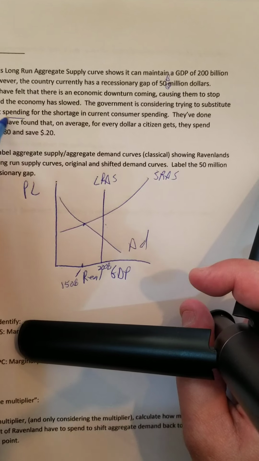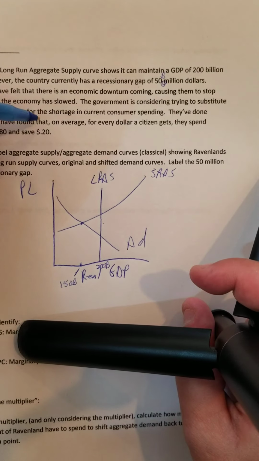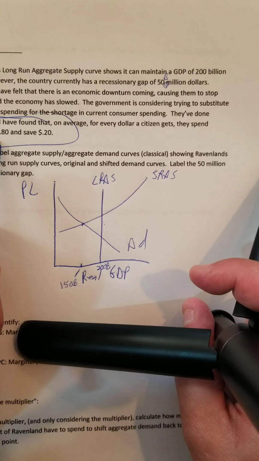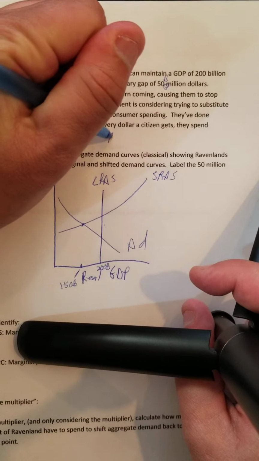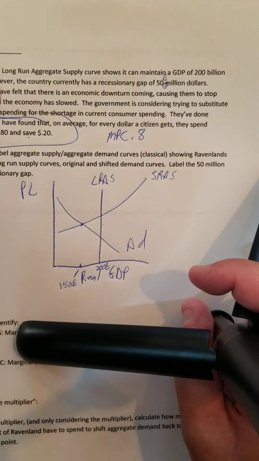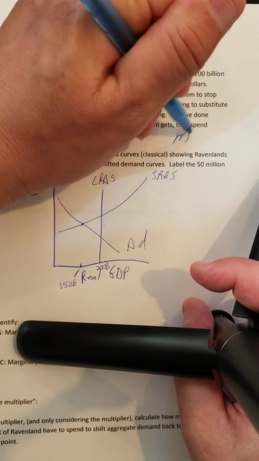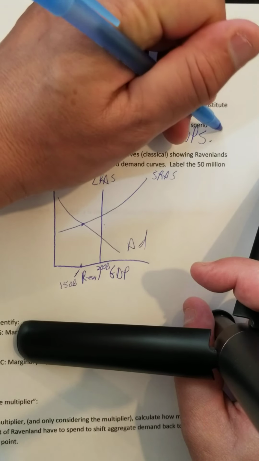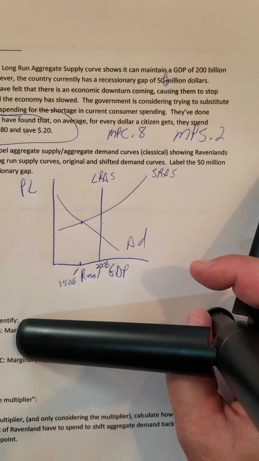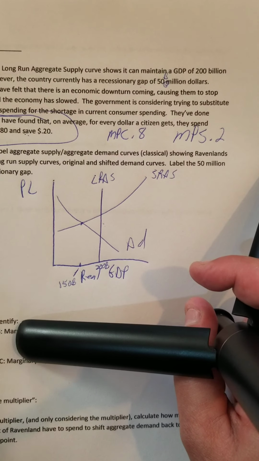Okay, so the government is going to spend money for the shortage. They've done their research, and here are the figures that we need. Their marginal propensity to consume is 0.8. That means that our marginal propensity to save is 0.2. This time they gave us both, but in an AP question, you need to be ready for them to give you either one of those and to take it from there.